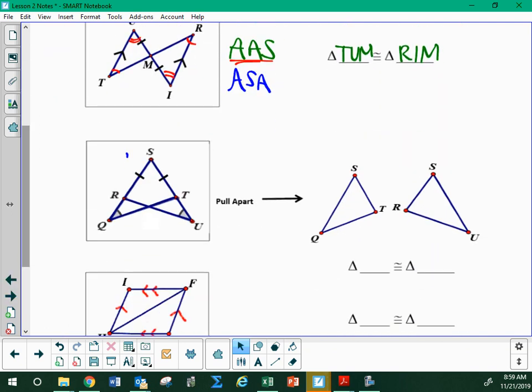The overlapping triangles. Whenever you have overlapping triangles, I highly recommend you redraw them separately. And then let's go into the information that we have. So we have angles Q and U are congruent. And then, couldn't it have been QT? So that's this one here. So ST. And then, what's this triangle? SR.